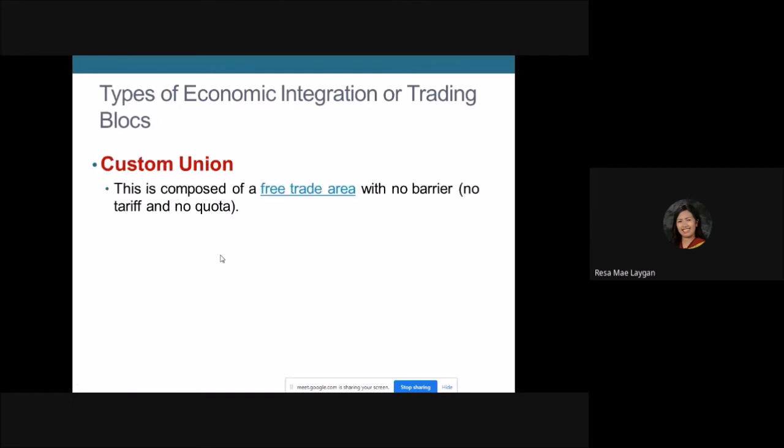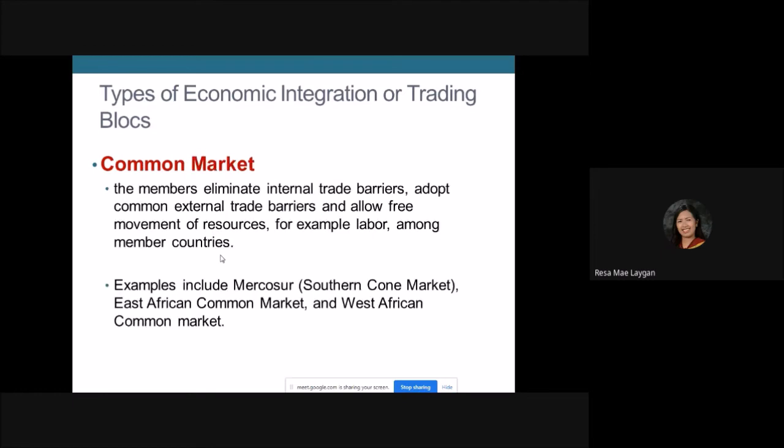And we also have the customs union. It is composed of a free trade area with no barriers, no tariff, and no quota. So it is similar to the FTA. Member countries can freely trade with each other without barriers. In addition, they all have a common trade policy with regard to non-member partners. For example, we have Benelux, Belgium, Netherlands, Luxembourg, and the European Customs Union.